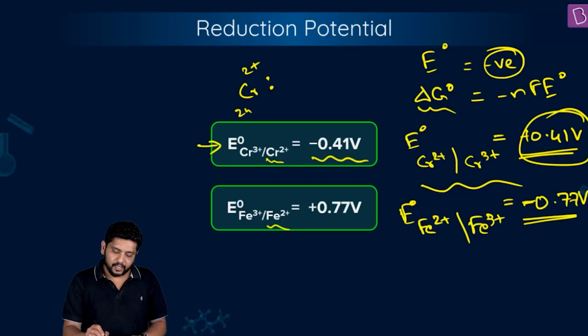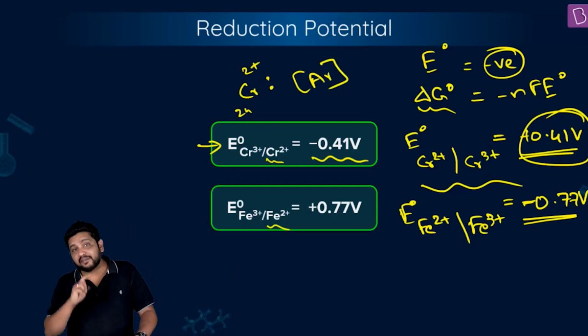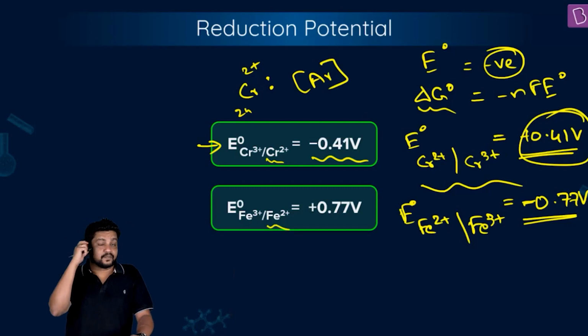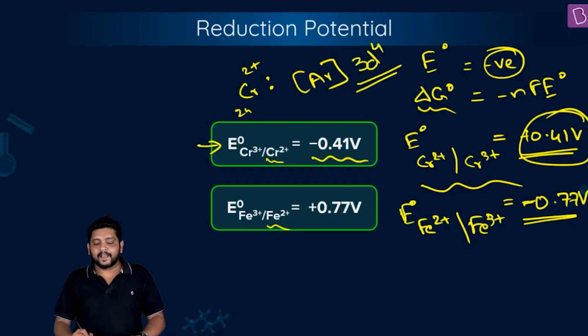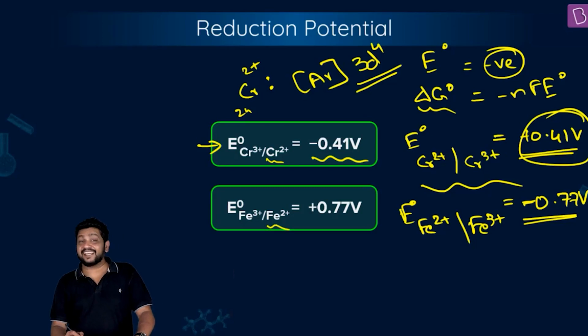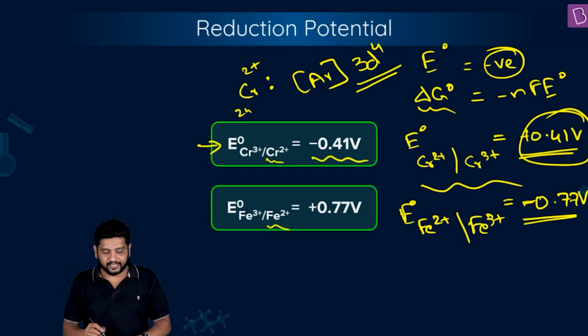We are getting, yeah, argon 4s1 3d5 is what chromium was originally, but chromium 2+ will be argon 3d4, right? So as far as electronic configuration in aqueous solution is concerned, this is 3d4, which will have electrons in your t2g orbitals and eg orbital. One orbital will have one electron.